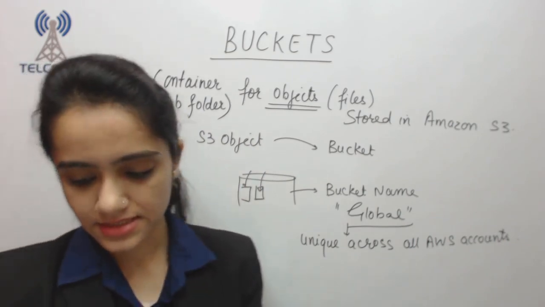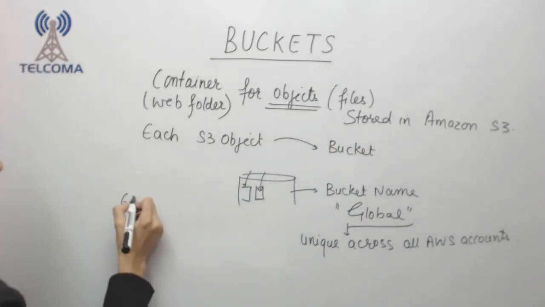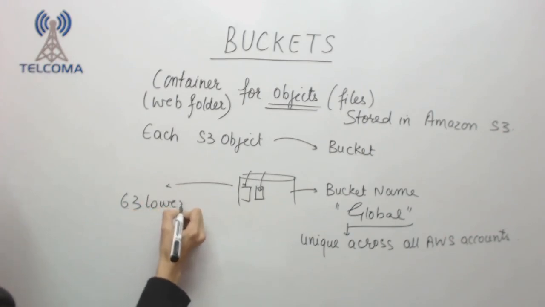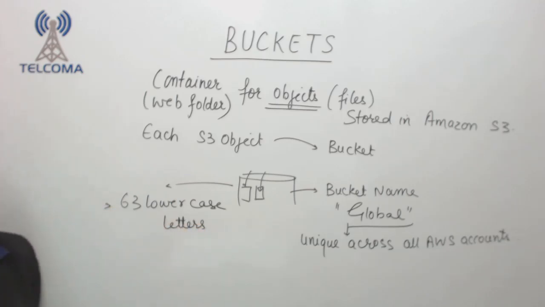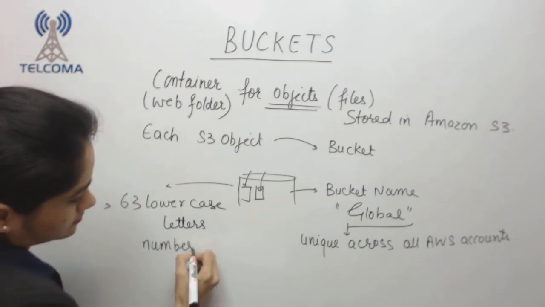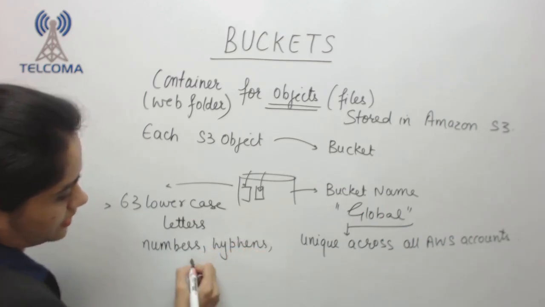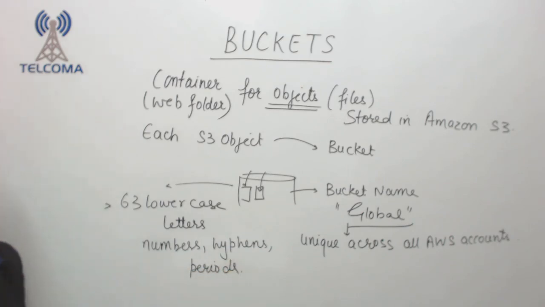Now the bucket name can contain up to 63 lowercase letters. We can have numbers, hyphens, and periods. That is how we define this bucket name.